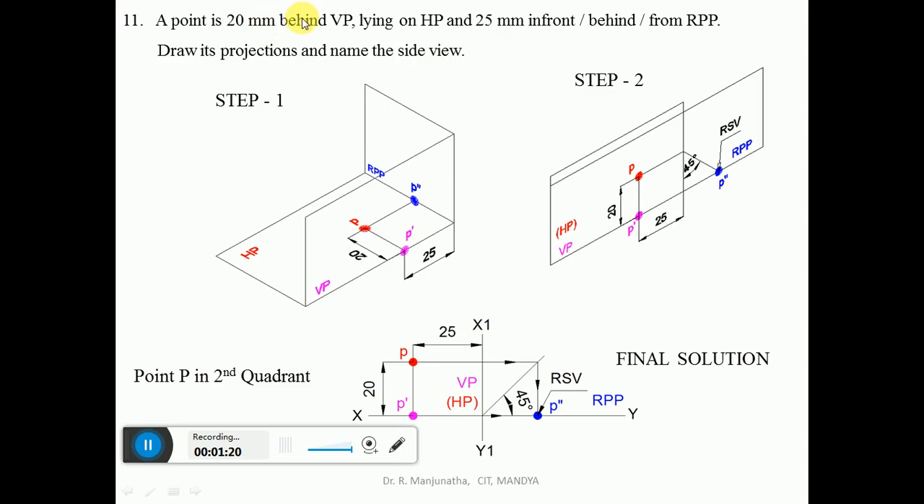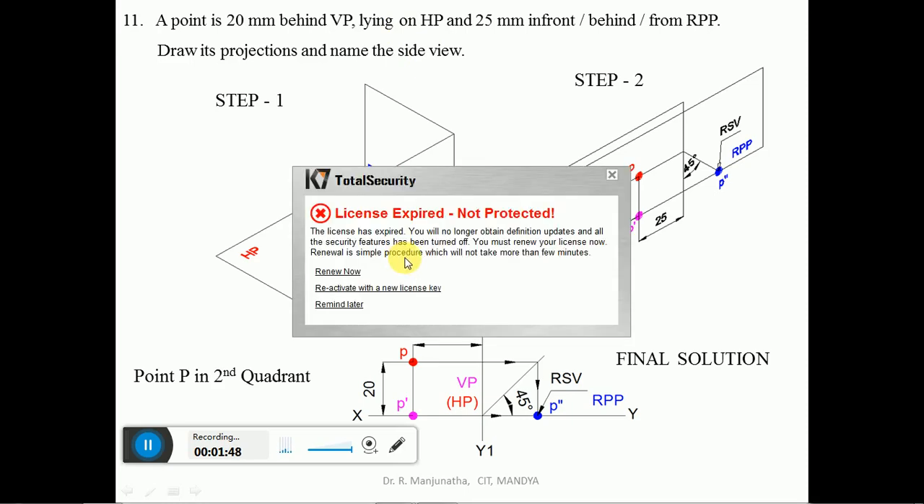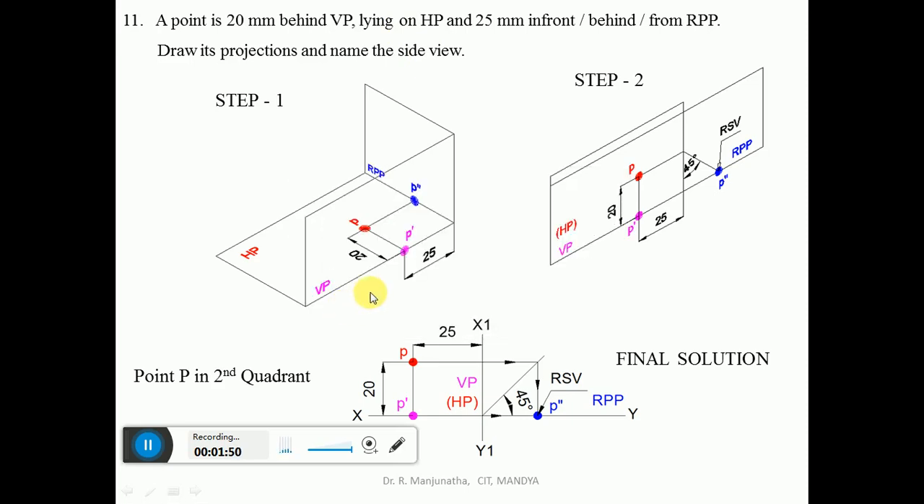Now, when you look from the top view, we're going to analyze this problem. We can see the distance behind VP. That distance is 20 mm, which will go to lie on HP. So you're going to get small p in the HP. Since it is lying on HP, the point will be on HP. When you look from the front view and it is projected, that point will lie on the vertical plane, which will become small p dash.